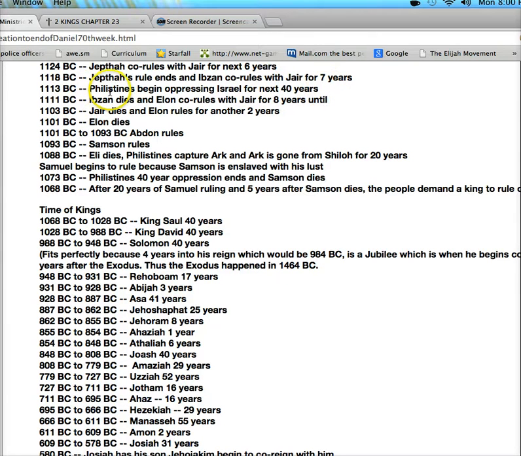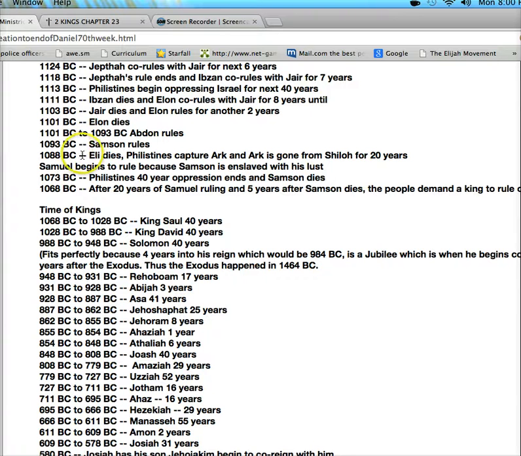Probably due to Eli's wickedness and just the general sin, every man doing his own thing. Ibzan dies, and Elon then co-rules with Jair for 8 years, until Jair finally dies, and Elon rules for another 2 years. Elon dies, and then you have Abdon ruling. And then after Abdon rules for just a few years, you have Samson, beginning in 1093 BC.